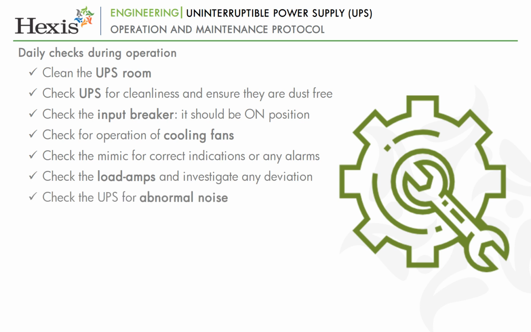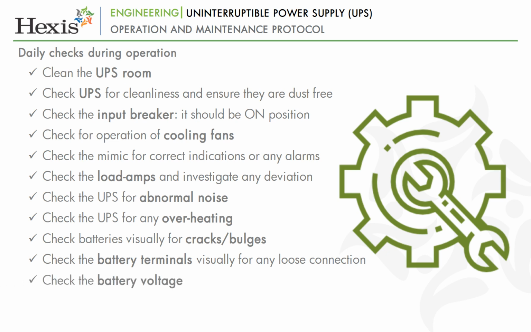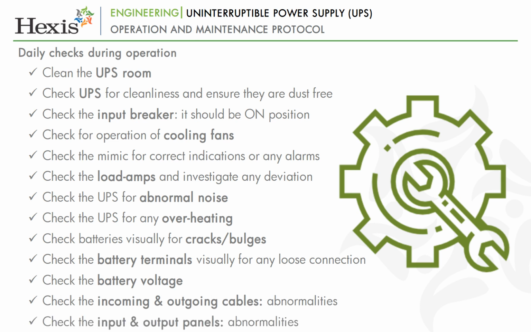Check the UPS for abnormal noise. Check the UPS for any overheating. Visually check batteries for any cracks and bulges. Also, visually check the battery terminals for any loose connection. Check the battery voltage. Check the incoming and outgoing cables and input and output panels for any abnormalities.